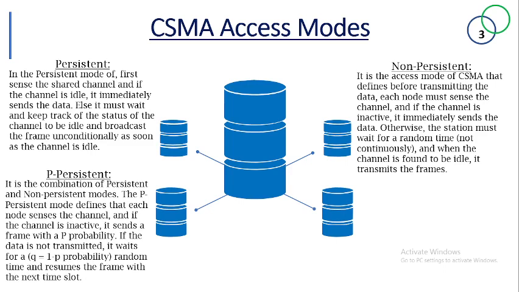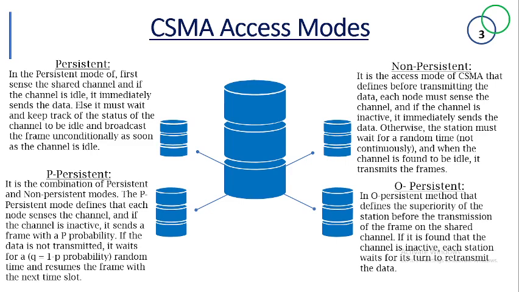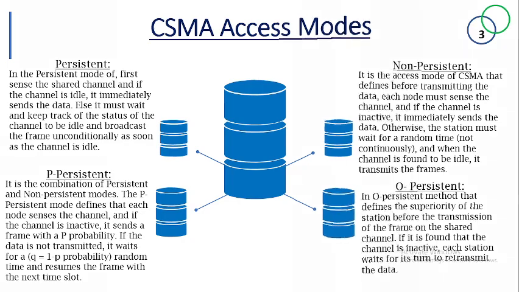The p-persistent mode defines that each node senses the channel and if the channel is inactive, it sends a frame with a probability p. If the data is not transmitted, it waits for a random time and resumes the frame with the next time slot. The o-persistent method defines the superiority of the station before the transmission of the frame on the shared channel. If it is found that the channel is inactive, each station waits for its turn to retransmit the data.